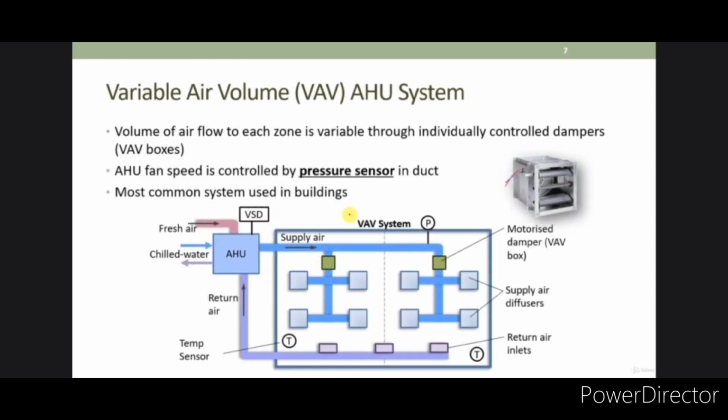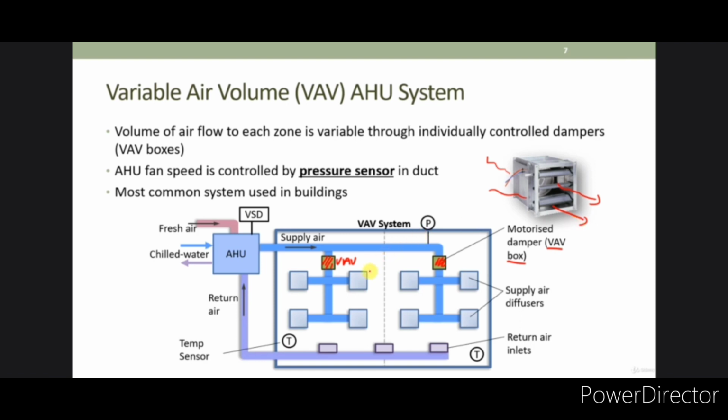Next, let's look at the variable air volume system, the VAV AHU system. In a VAV AHU system, there's this additional green box over here. This is what we call a VAV box. So these two are VAV boxes. Inside the VAV box, there's a damper. We call it a volume control damper, which helps to control the amount of cold air that will flow through.